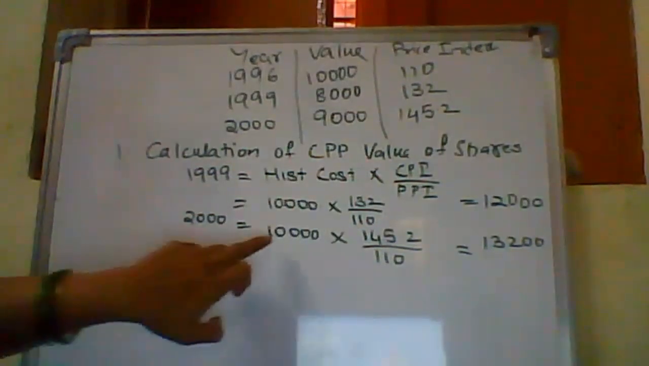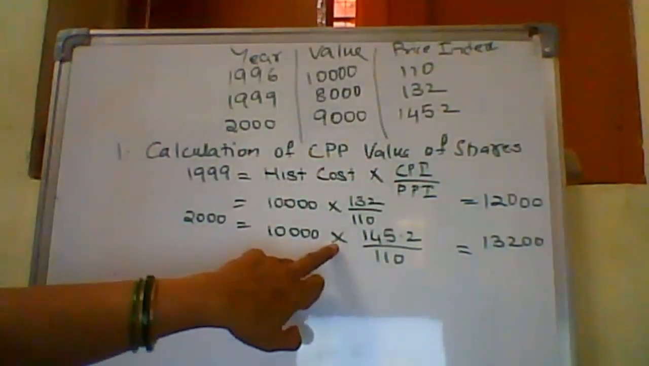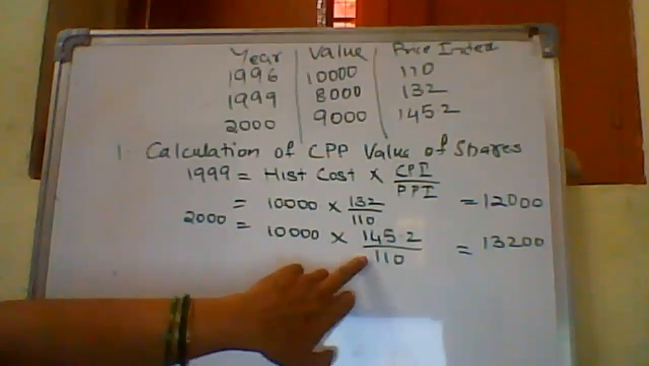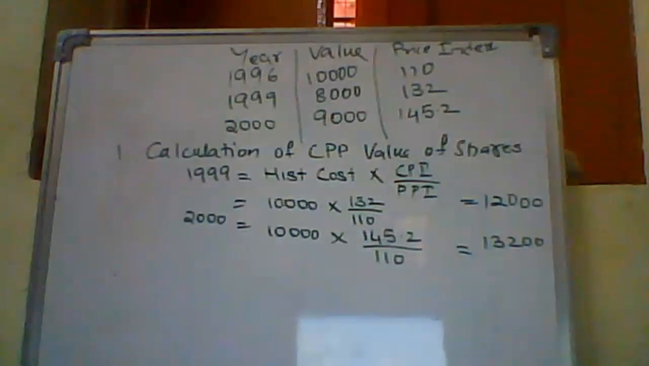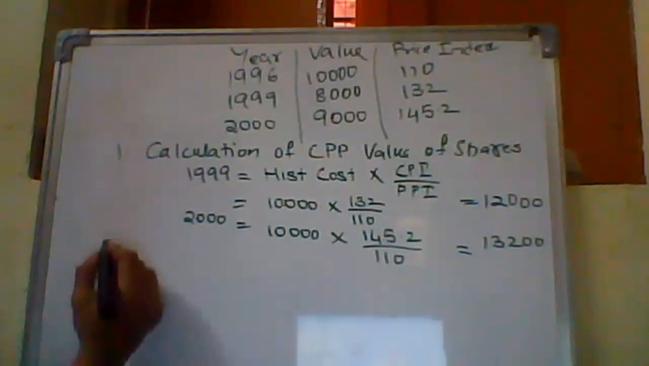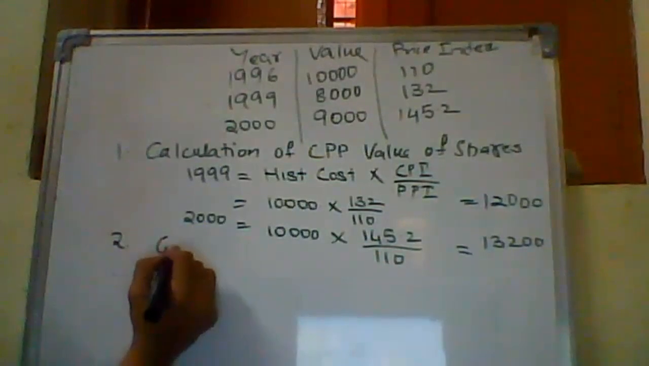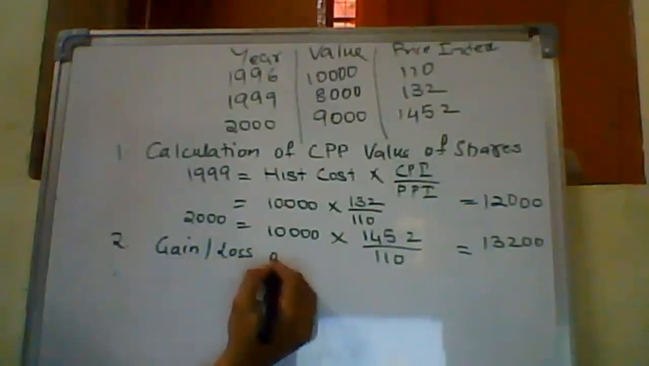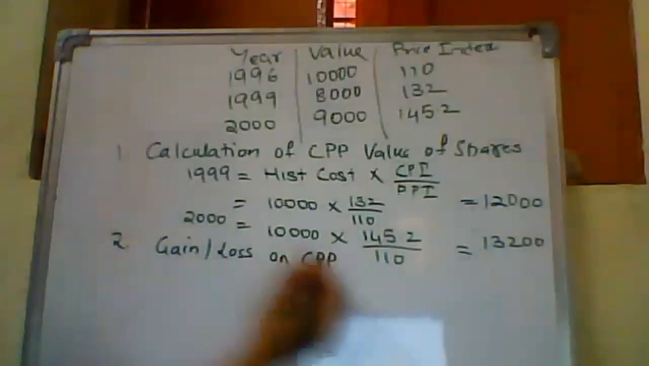In 2000, the historical cost is 10,000, into current price index by historical price index, previous price index. I'm getting 13,200. First bit is solved. Second question is asking you, what is gain or loss on CPP?